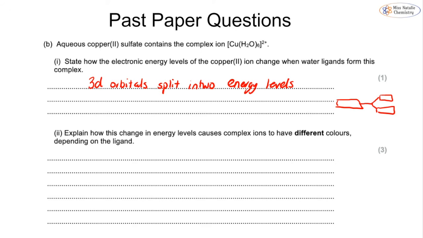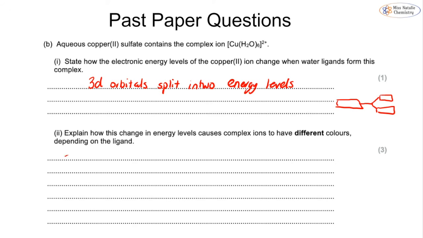And then for 3 marks, explain how this change in energy levels causes complex ions to have different colours depending on the ligand. So we're not looking at the difference in metals, we're looking at if we were to add in a different ligand, why might it be a slightly different colour? So whilst the copper may always be blue, it could be different shades of blue. So there are 3 points here.